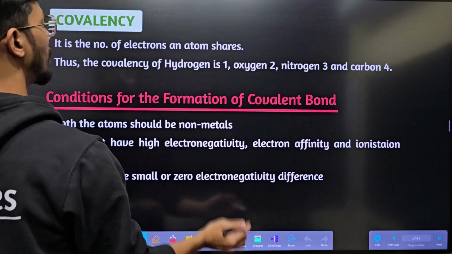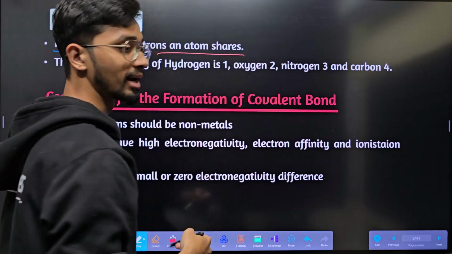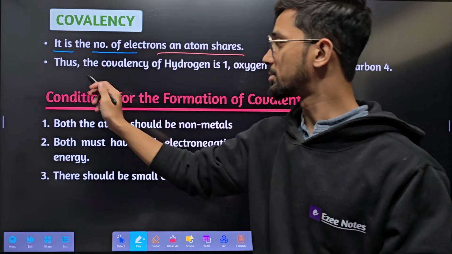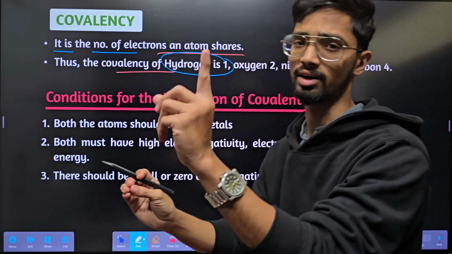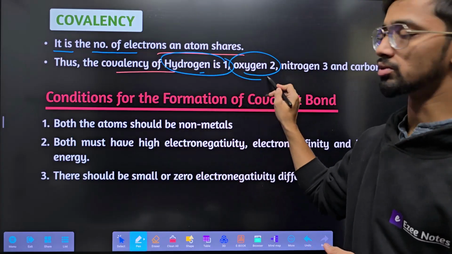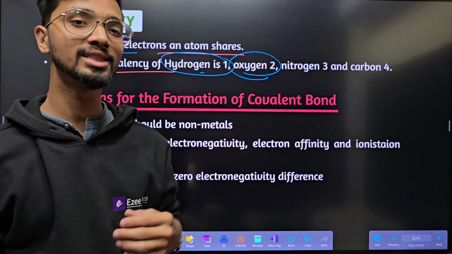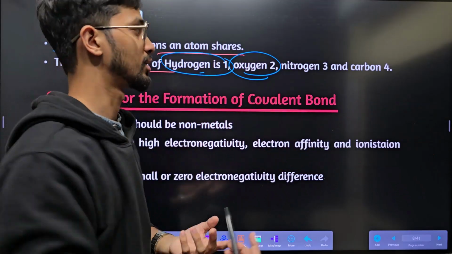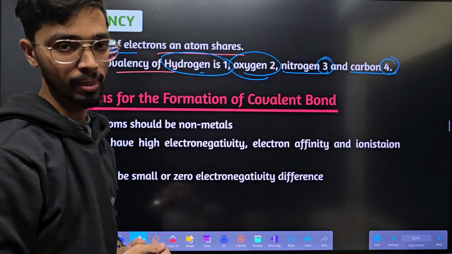Next, covalency. What is covalency? It is the number of electrons an atom shares. How many electrons can an atom share? For example, the covalency of hydrogen is 1, because hydrogen can share only 1 electron. Oxygen is 2. It can share 2 electrons, right? Because in the outermost shell it has 6, so it can share 2, totally 8 in that way. Nitrogen can share 3, whereas carbon can share 4.